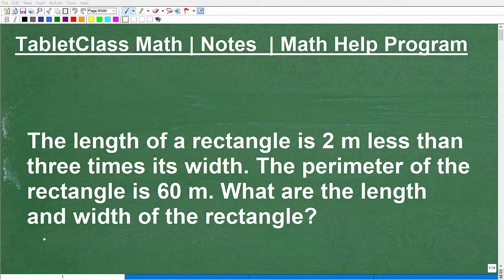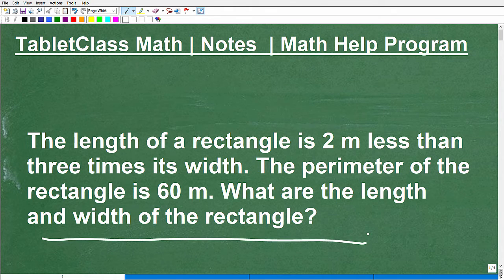Okay, let's tackle this lovely algebra word problem. And let me go ahead and quickly read it to you. It says the length of a rectangle is 2 meters less than 3 times its width, and the perimeter of the rectangle is 60 meters. What are the length and width of the rectangle?